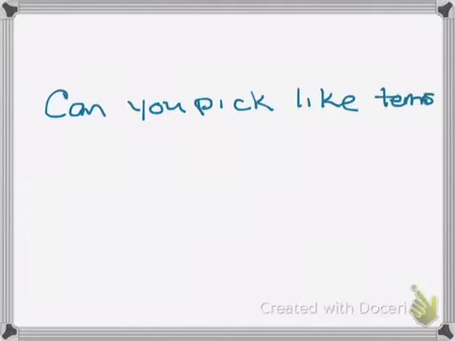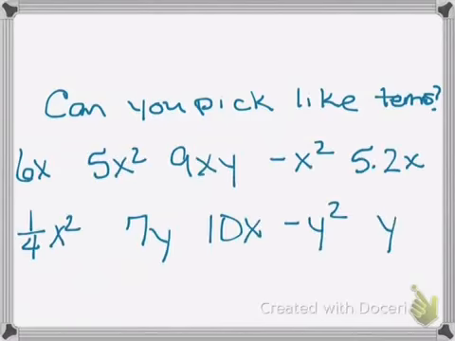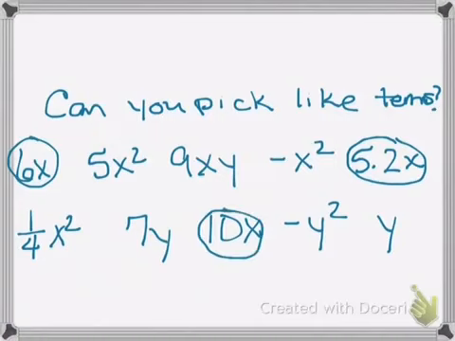So let's see if you can pick the like terms below. In this list, be sure you're looking at the variables and to what power they're raised. So let's start with 6x. Do you see any other x terms? Be careful. 5 and 2/10 x, and then 10x. And that's all of the x terms.